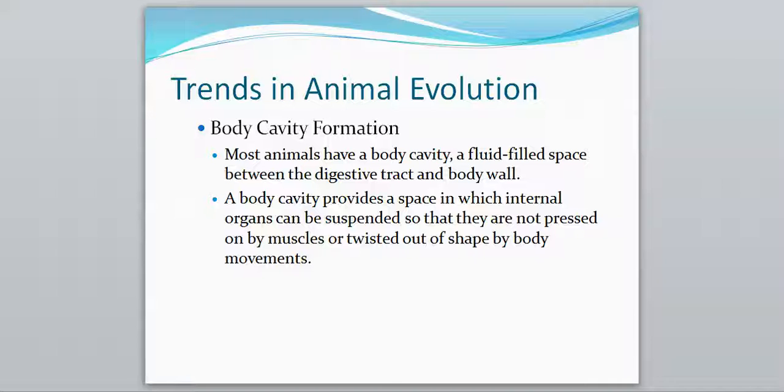So then our last trend in animal evolution is the formation of a body cavity. Most animals over time have developed a body cavity, which is a fluid-filled space between the digestive tract and body wall. A body cavity provides a space in which internal organs can be suspended so that they are not pressed on by muscles or twisted out of shape by body movement. So in complex animals, our heart, our lungs, things like that aren't just flopping around wherever they want. They have to be suspended so they are not pressed on by muscles or twisted out of shape by body movements. So that's it for section 1.